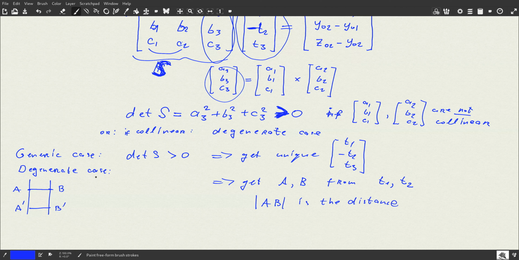In the degenerate case, by the way, there are again two degenerate cases. Degenerate case 1, parallel but distinct lines. Degenerate case 2, same line.